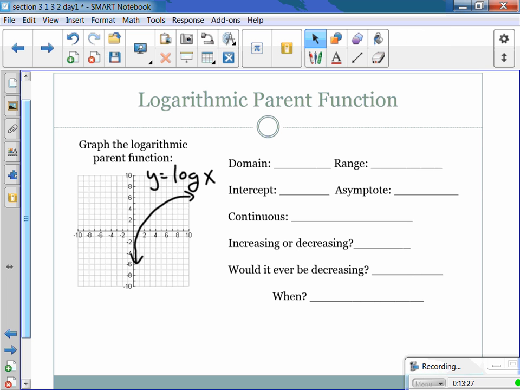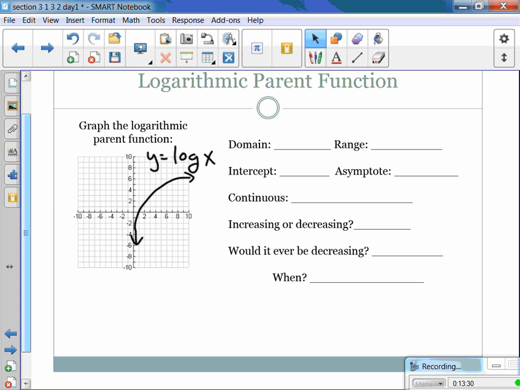How do I find that domain? It's the inverse to what function? Exponential. What was the range of the exponential? Which is the domain of my log. What was the domain of the exponential? So then the range of my log is? And what was the intercept for my exponential? It was 0, 1 for the exponential.